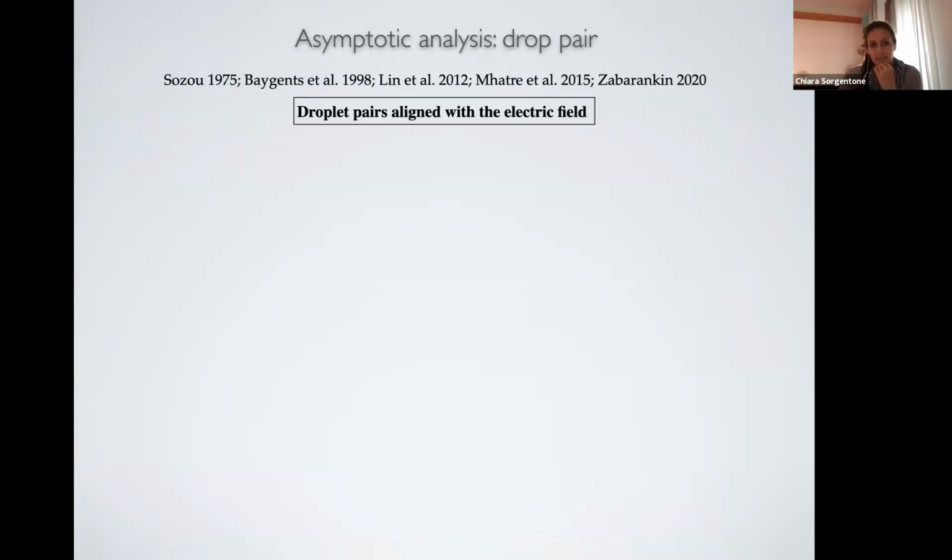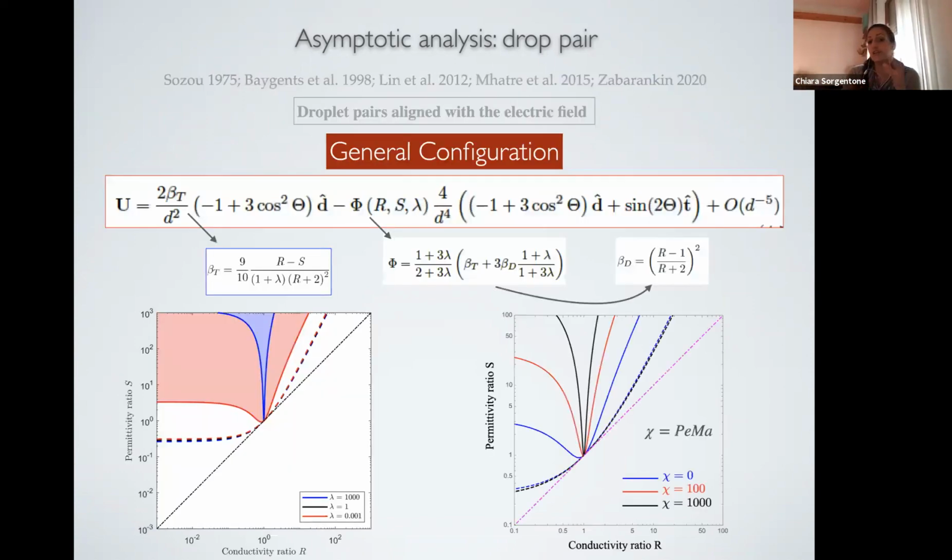And another approach is used to study the drop pair dynamics. Here again, there is some bibliography, but in all these studies, the authors studied droplet pairs aligned with the electric field, so they were in the same direction, while instead we are interested in a general configuration. So the drops can be anywhere. And we were able to get this solution for the velocity that holds in the case of a small deformation, so of weak electric fields.